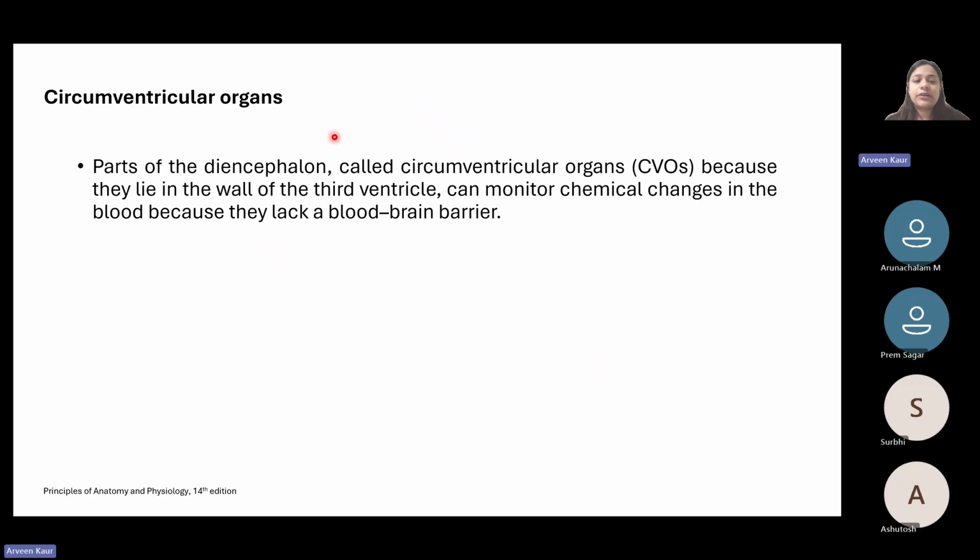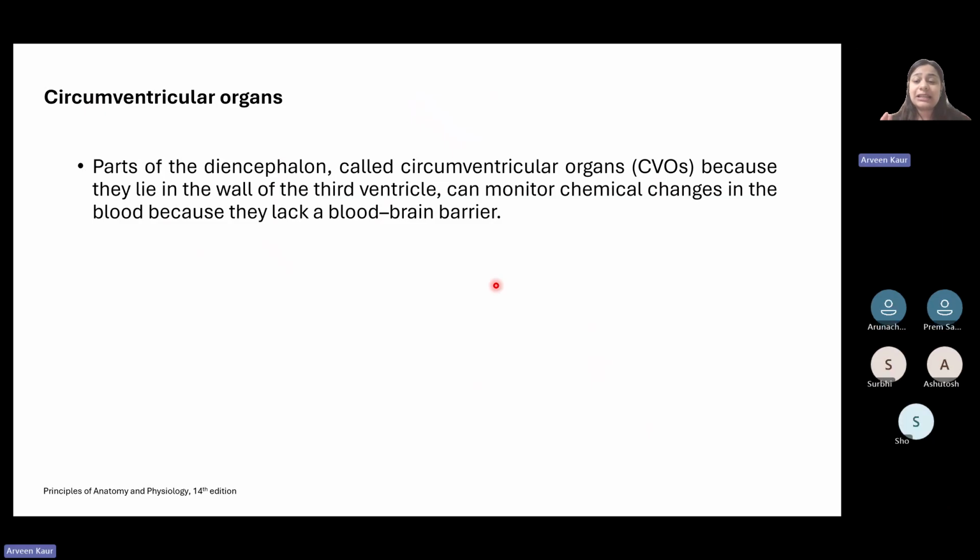Then comes circumventricular organs. Now, what is circumventricular organs? As we discussed earlier, parts of diencephalon are known as circumventricular organs or CVOs because they lie in the wall of the third ventricle and can monitor chemical changes in the blood because they lack the blood-brain barrier. So there are actually parts of the diencephalon which lack the blood-brain barrier, and this is why they can actually monitor these chemical changes within the blood, right?